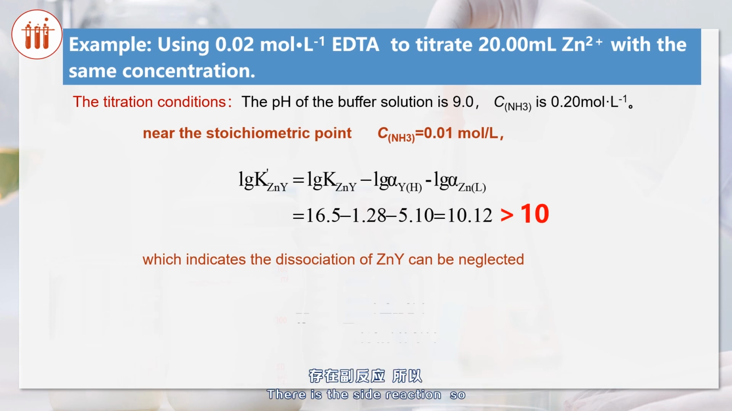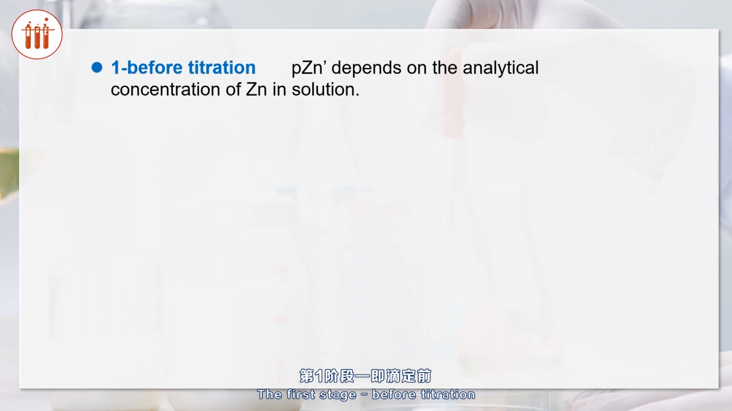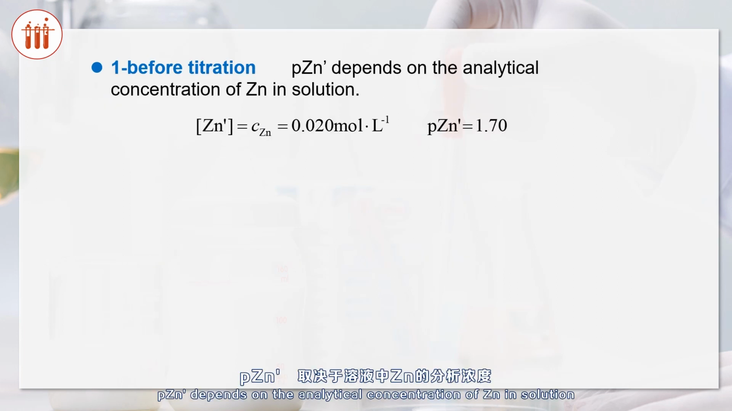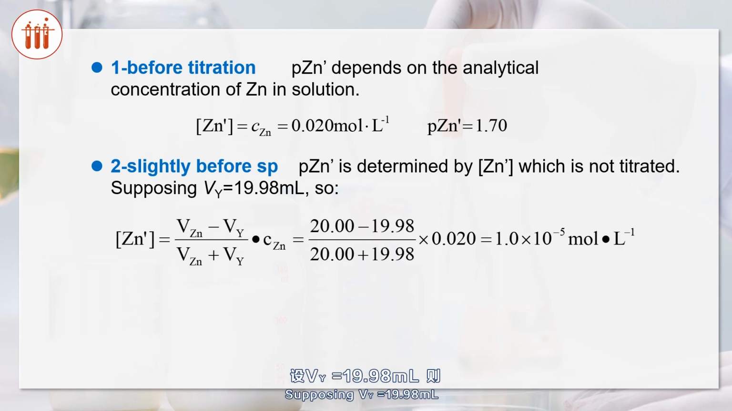There is a side reaction, so with addition of titrant, the titration process can be divided into 4 stages. In the first stage, before titration, pZn depends on the analytical concentration of zinc in solution. In the second stage, slightly before the SP, pZn prime is determined by the zinc prime which is not titrated, supposing Vy equal to 19.98 microliter.